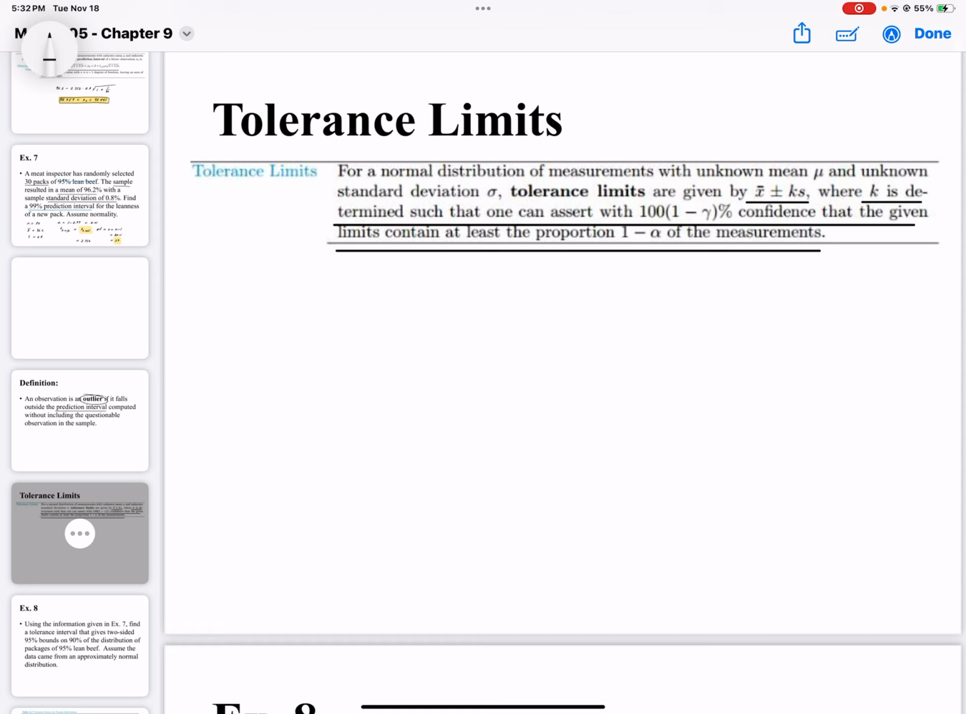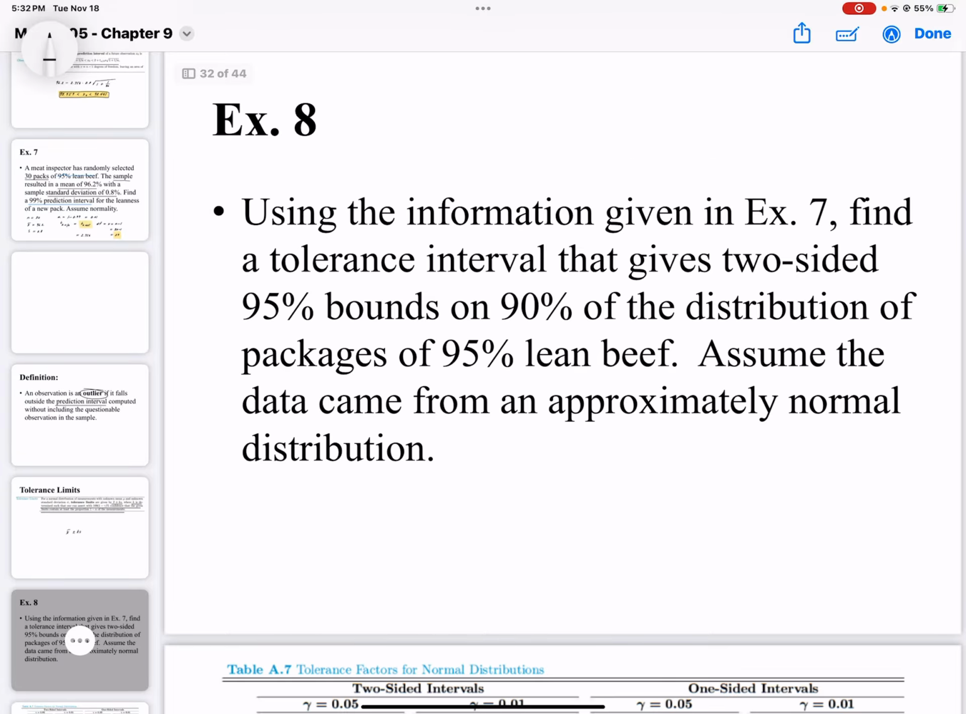All right, so the formula is pretty straightforward: X bar plus and minus KS. We just need to be able to find K. And for many of you, this is probably the first time you've seen that variable. So using the information that we found in example 7.